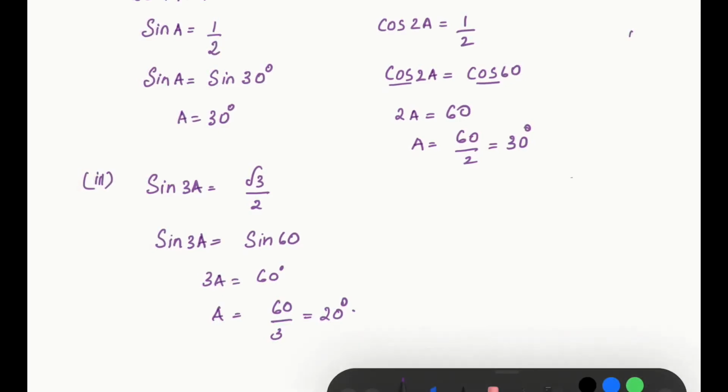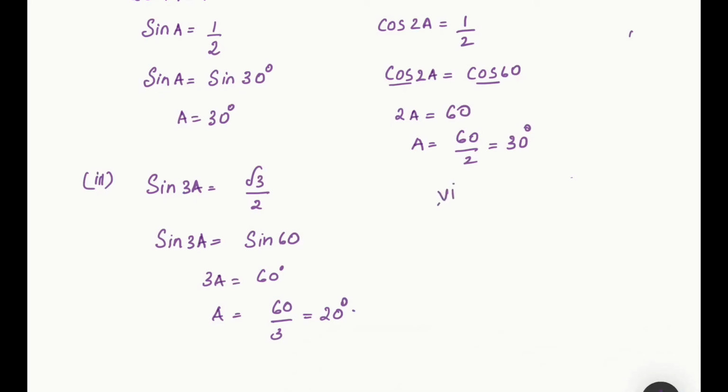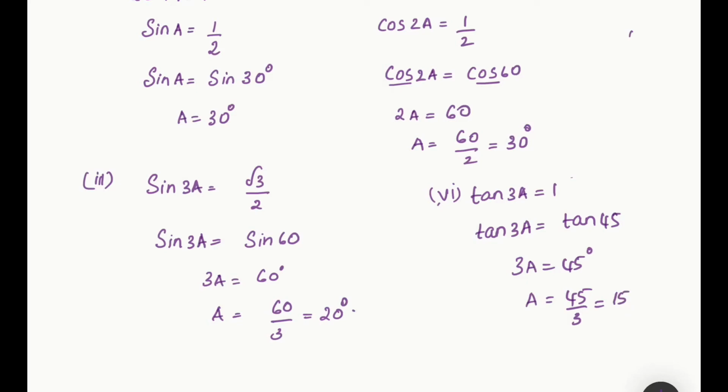Now let me do the sixth question. Tan 3A equals 1. So we all know that tan 45 is equal to 1. For which value of tan is it 1? Tan 45. So you can easily write 3A is equal to 45 degree. A is equal to 45 by 3, that is equal to 15 degree. Okay. In a similar way you can do the rest of the 4 questions in the first main.